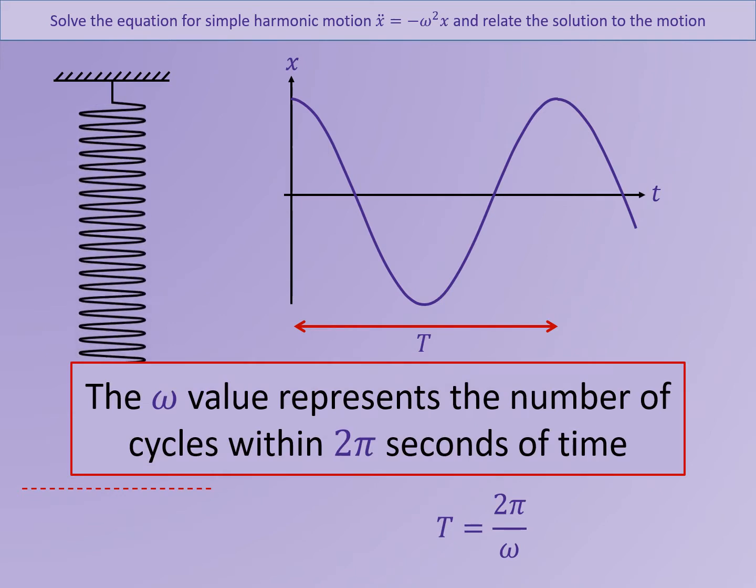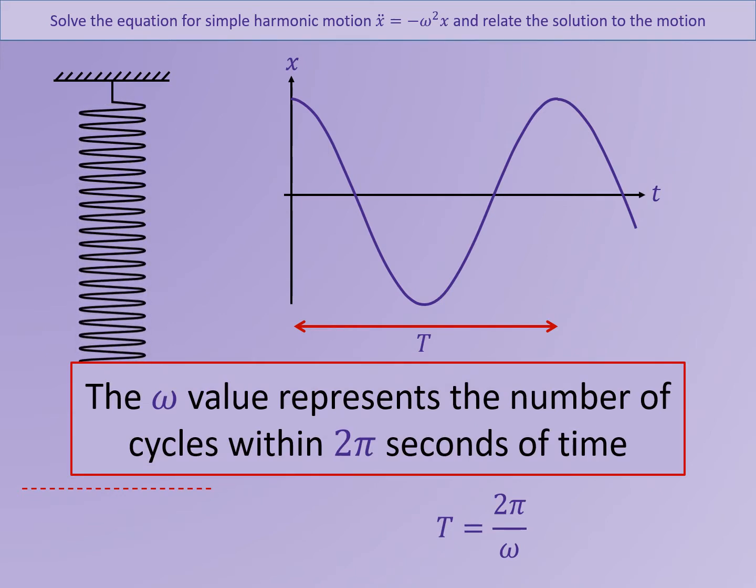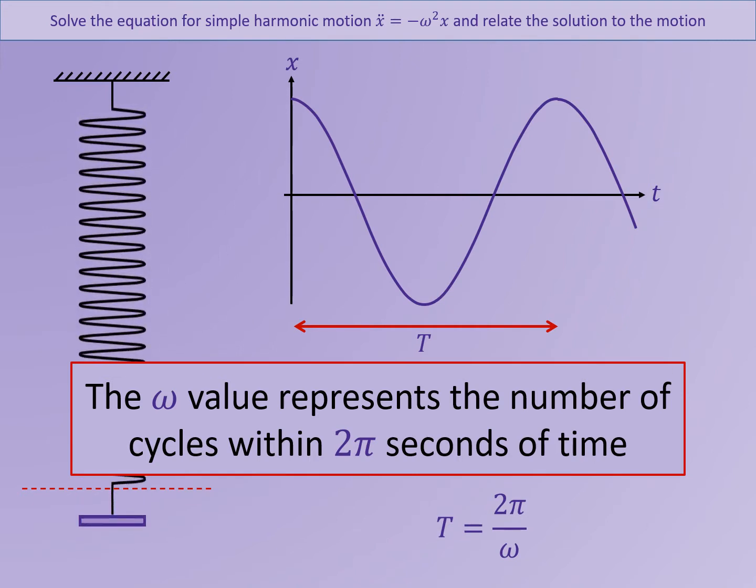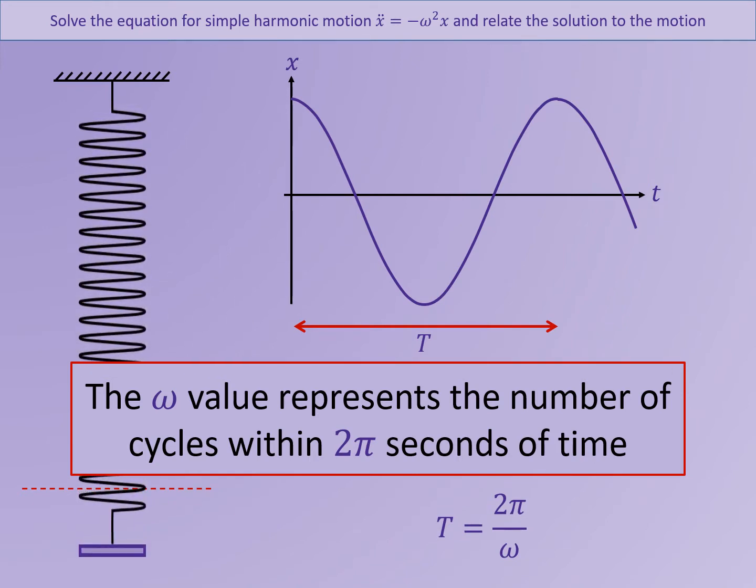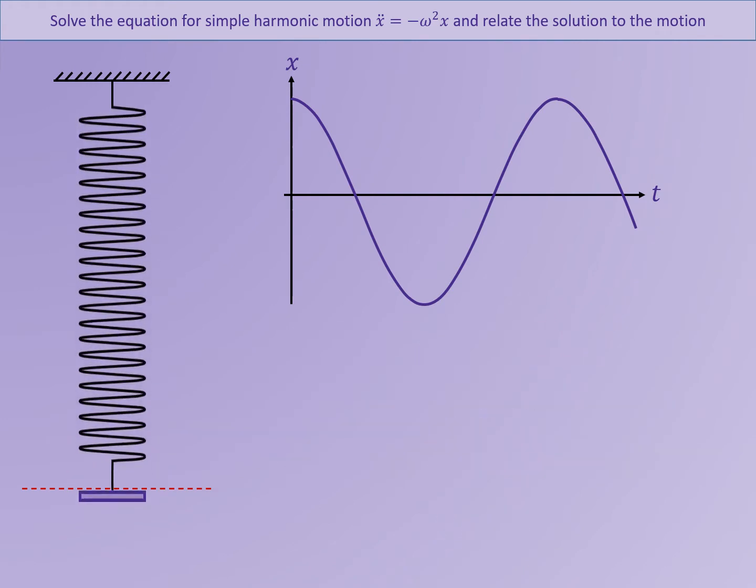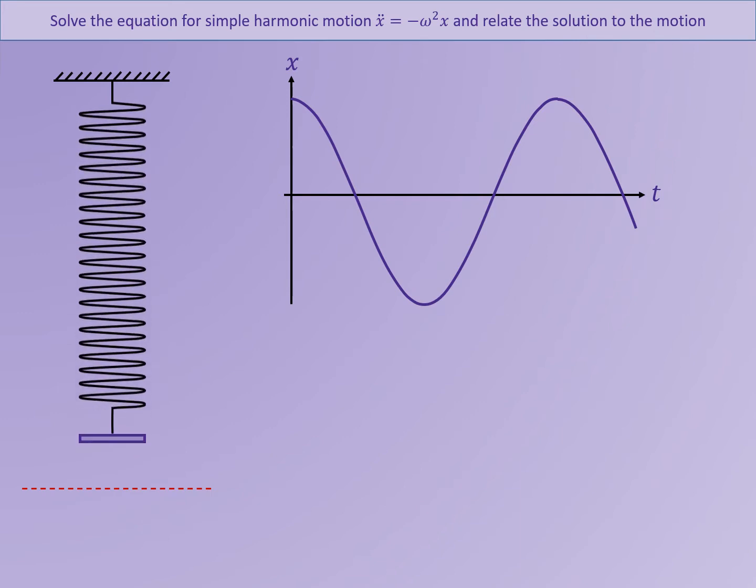Now the omega value basically represents how many complete cycles you could fit within 2 pi seconds of time. That's what it means. All right, but you need to just learn that formula just there. So we'll come back to that. I'll get a chance to write down your notes in a minute.